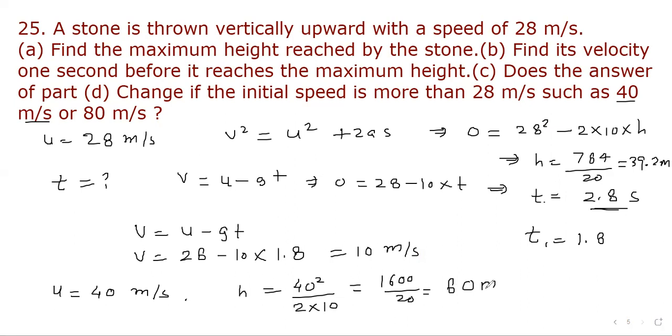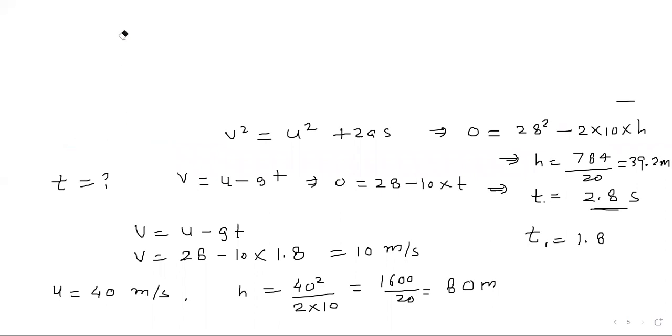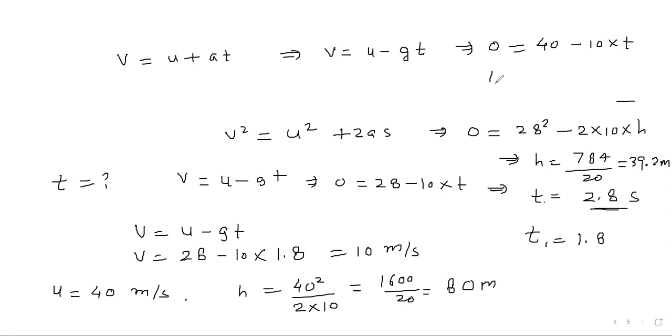Now, let's see what is time taken to reach maximum height. So v equal to u plus at, this gives v equal to u minus gt. Here v will be 0 and u is 40 minus g is 10 into t. So t will be 4 seconds.